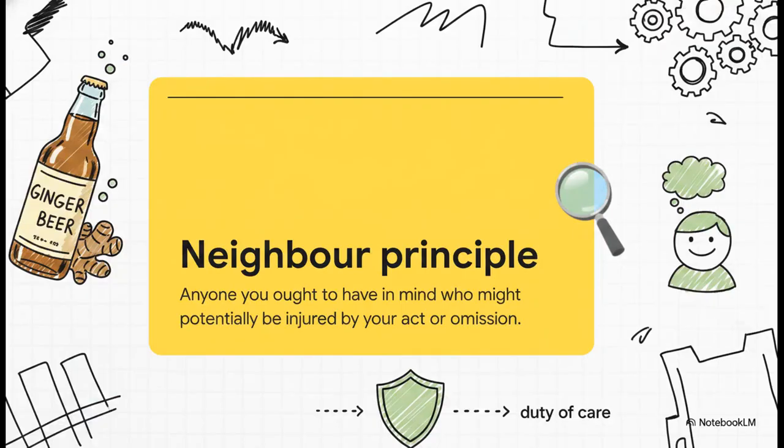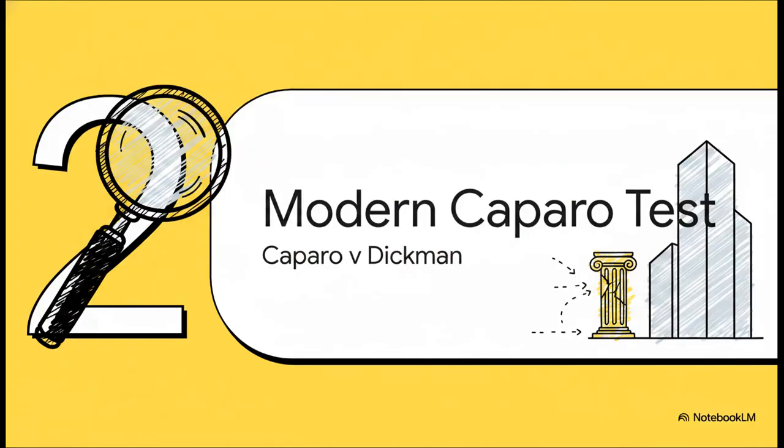Which brings us back to that crucial point. Your legal neighbor isn't just the person living next door. According to the court, it's anyone who is so closely and directly affected by your actions that you ought reasonably to have them in mind when you're acting or failing to act. If you manufacture ginger beer, your legal neighbor is the ultimate consumer. Period.